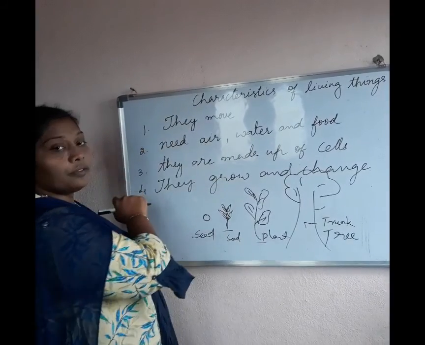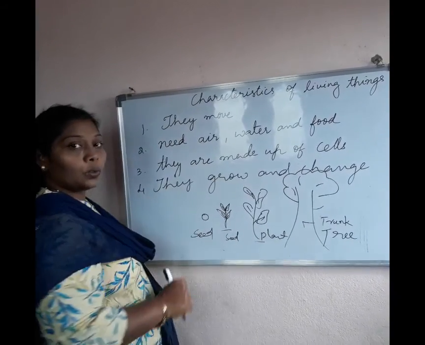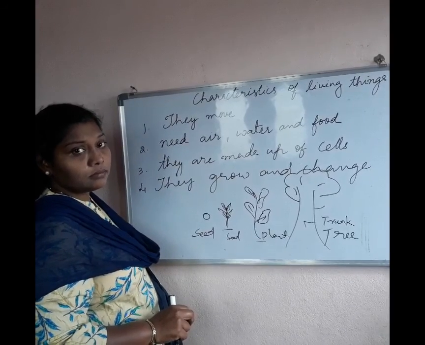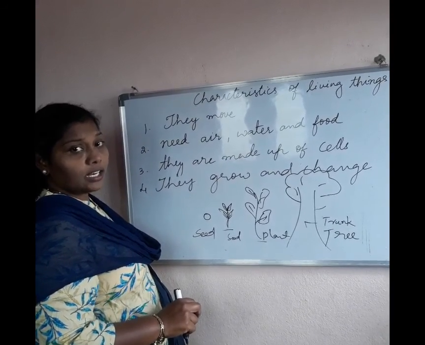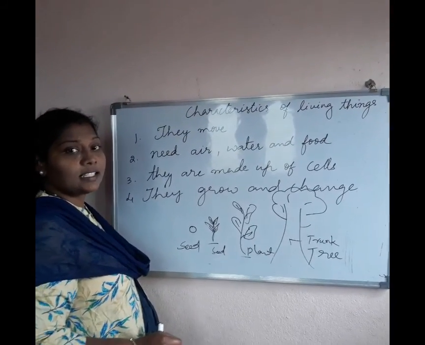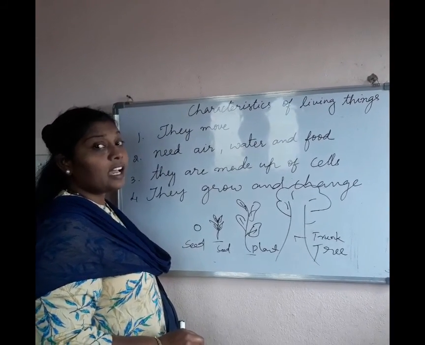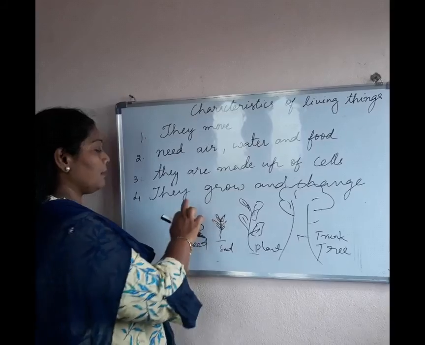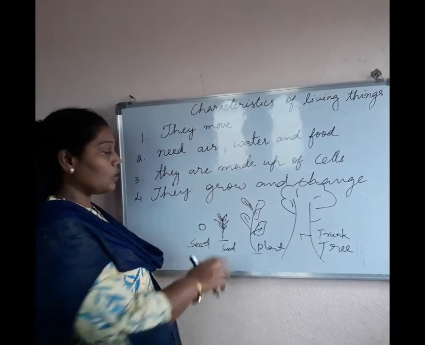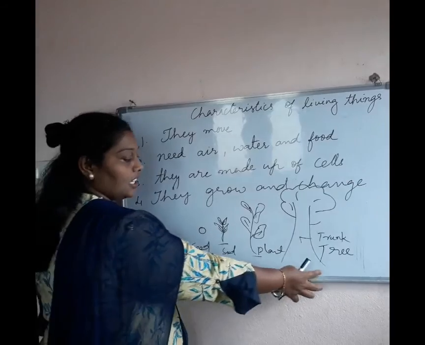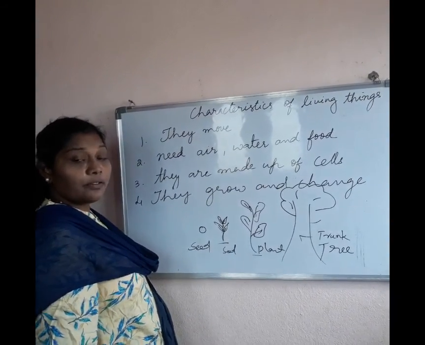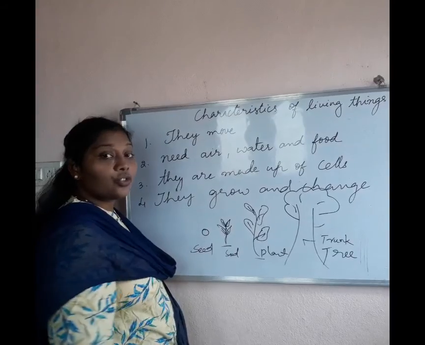Say, they move. What is the first one? They move. Repeat after me. Next, they need air, water and food. The third one, they are made up of cells. What are they made up of? They are made up of cells. And the fourth one, they grow and change. See, here in this picture, you can clearly see the growth and the change of a seed to a tree.